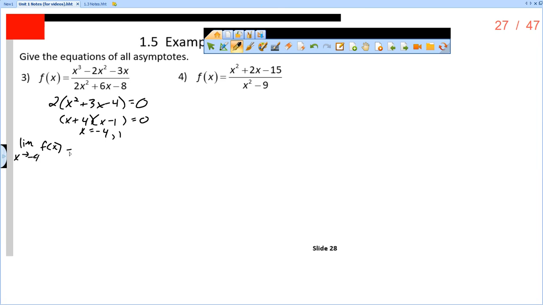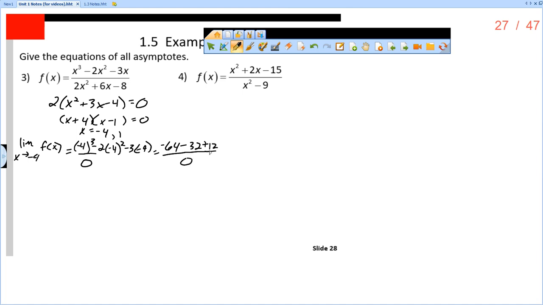Now, if we evaluate the limit as x approaches -4 of f of x, what do we get? Well, we know we get 0 in the denominator, because we just figured that out. But what about the numerator? If I have -4 cubed minus 2 times -4 squared minus 3 times -4, we need to determine what that value is. So -4 cubed is -4 times -4 times -4, which is -64, minus -4 squared, which is 16 times 2, so minus 32, and then plus 12.